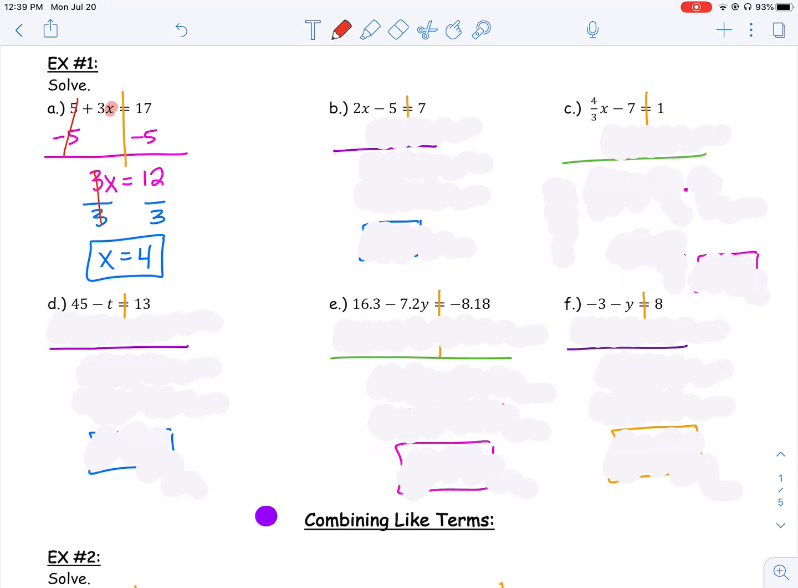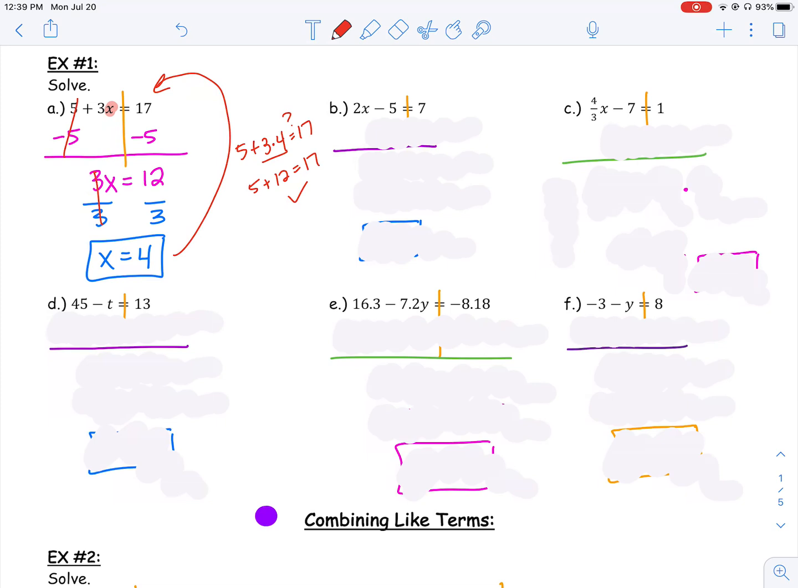Remember, we can always double check by plugging that back into the original. If I plugged in 4, I would have 5 plus 3 times 4, and we want to see if that equals 17. 3 times 4 is 12. 12 plus 5 is actually 17, so I know I got the right answer. So again, you can always double check by plugging it back in.